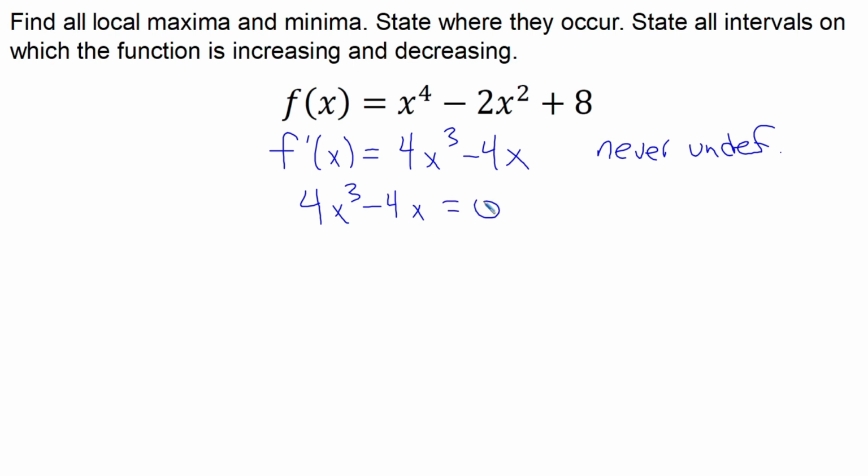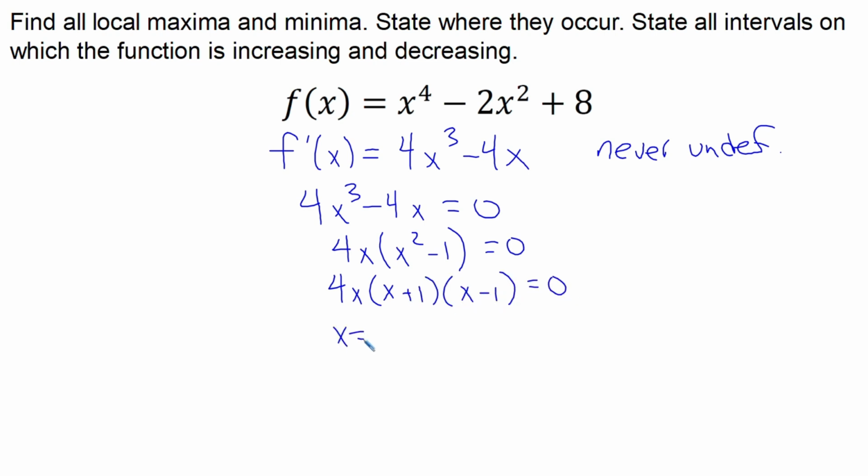a few times. So we'll factor out the 4x from this, giving us an x squared minus 1. And we can see that it's x equals 0 and x equals 1 and negative 1, but I'm going to rewrite it as 4x times x plus 1 times x minus 1 equals 0, giving me x equals 0, x equals negative 1, and x equals 1.